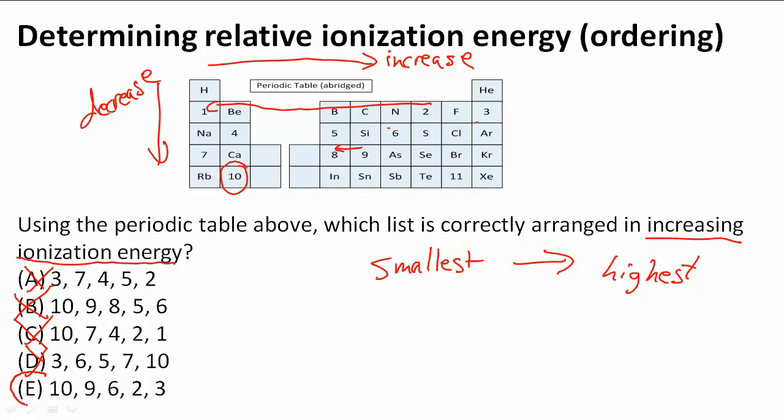So E must be the answer to our question, and we can do a quick check. We can see that 10 increases to 9 because as we go up it increases. Then we get to 6, which also goes up and increases. And then notice it goes from 2 to 3. And we know from when it goes from 2 to 3, when we go from left to right, it also increases. So that must make E our final answer.